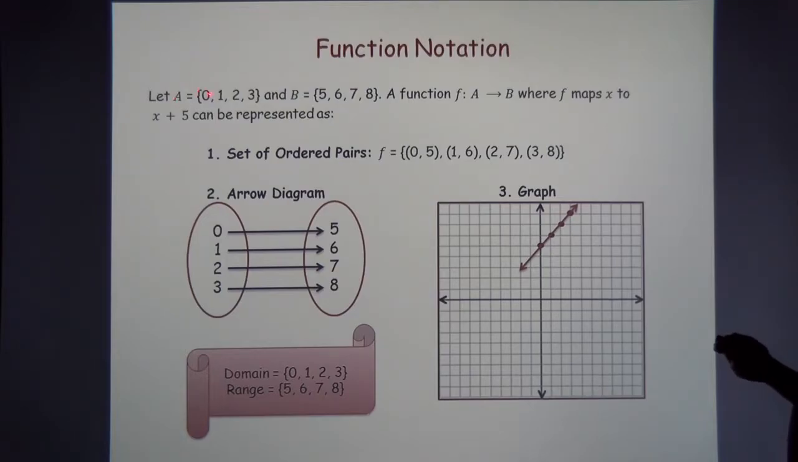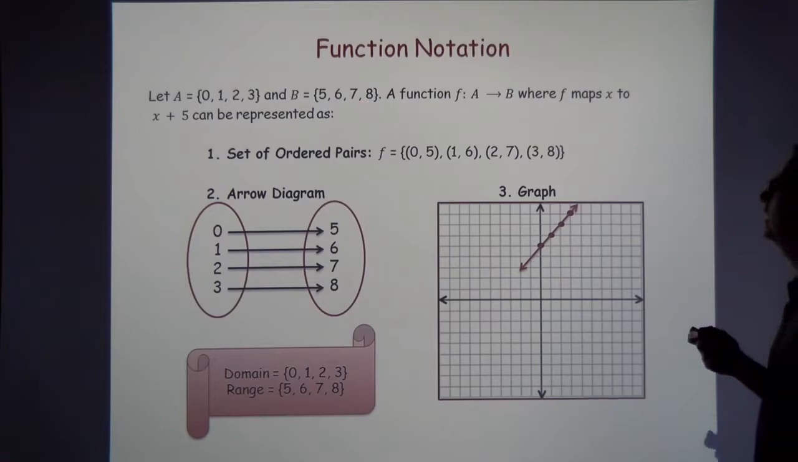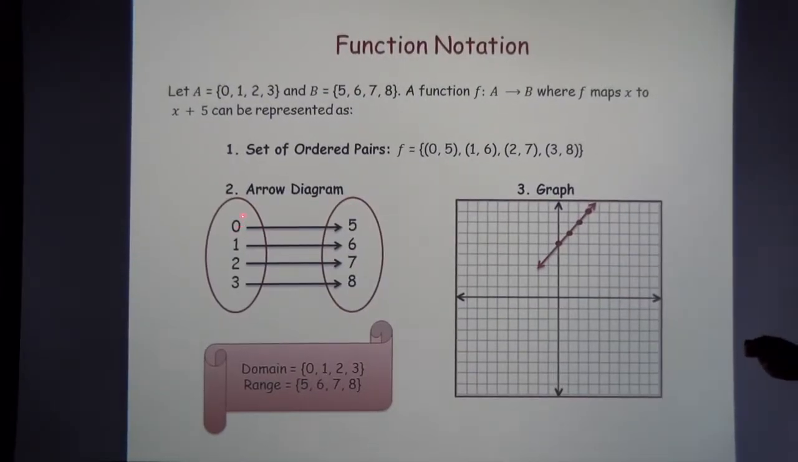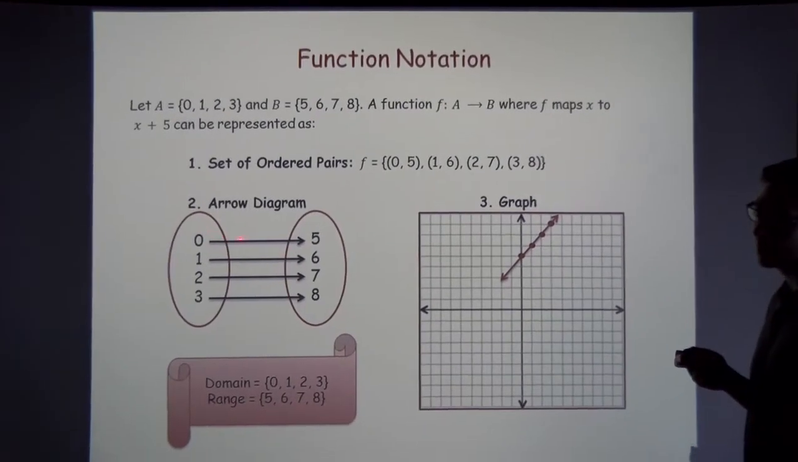So if we let A equal 0, 1, 2, 3, and B equal 5, 6, 7, 8, every A value is going to equal a B value, or every X value is going to equal a Y value. We notice that where f maps x to x plus 5, meaning adding 5 to each of our x values will get me my y value.